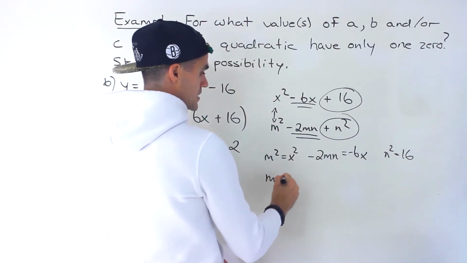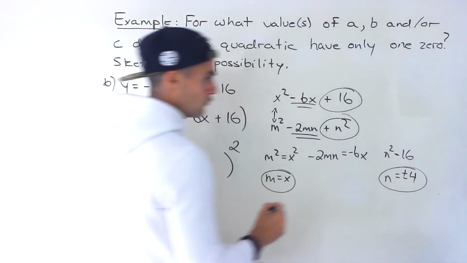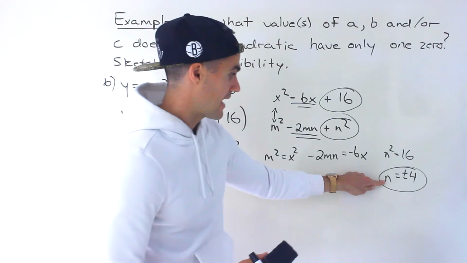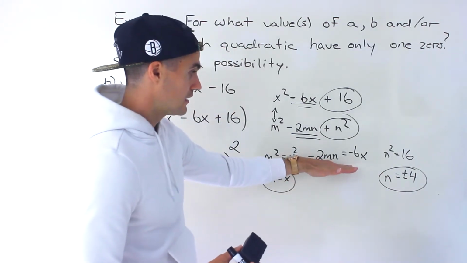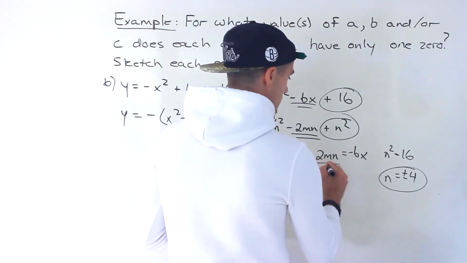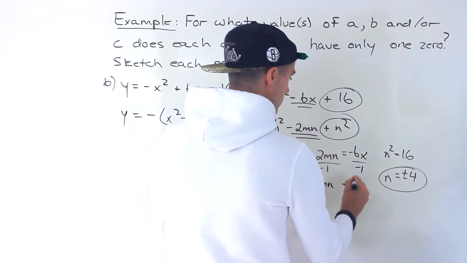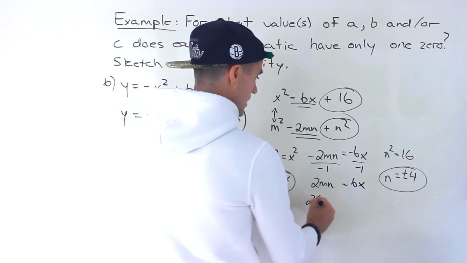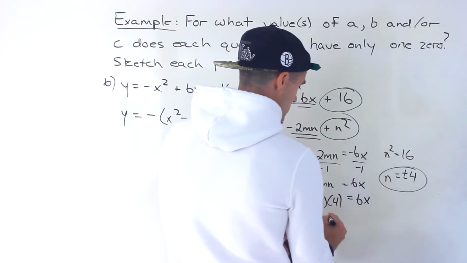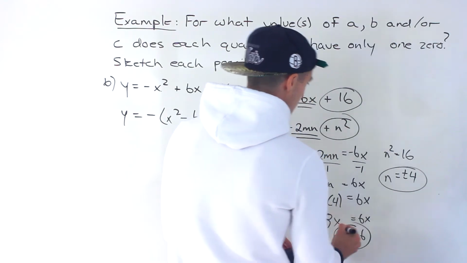So from here we could tell m is equal to x. From here we could tell n is equal to plus or minus 4. And then we could plug in this m value of x and this n value of either plus or minus 4 here to solve for that b value. Now, the first thing we could do here is divide both sides by negative 1 to get rid of the negatives on both sides. So we'll have 2mn is equal to bx. And so we'll have 2 times the m value of x times the n value. Let's do positive 4 first. So we'd end up with 8x equals bx, meaning that b is equal to positive 8.